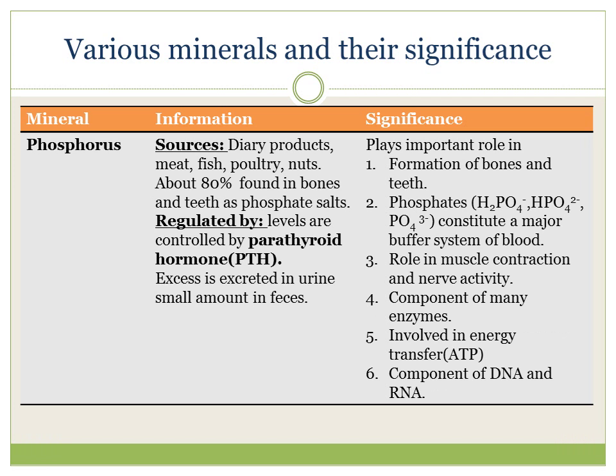Coming to the second mineral, it is phosphorus. Coming to its sources, phosphorus is mainly found in dairy products, meat, fish, poultry, nuts, and about 80% is found in bones and teeth as phosphate salts. Like calcium, phosphorus is also regulated or controlled by parathyroid hormone, and the excess amount is excreted in urine and a small amount in feces.